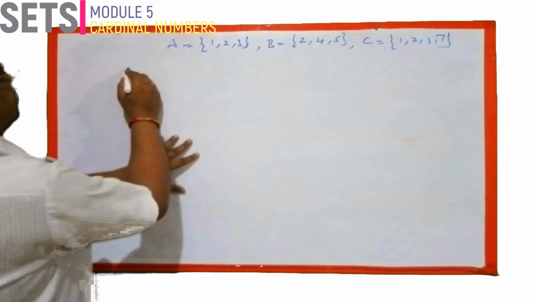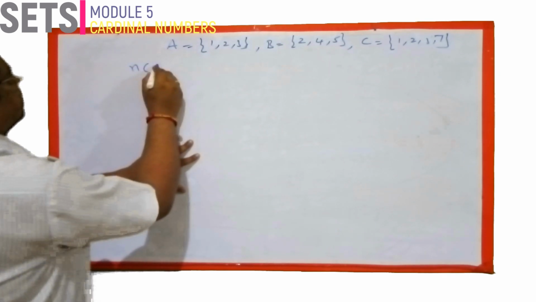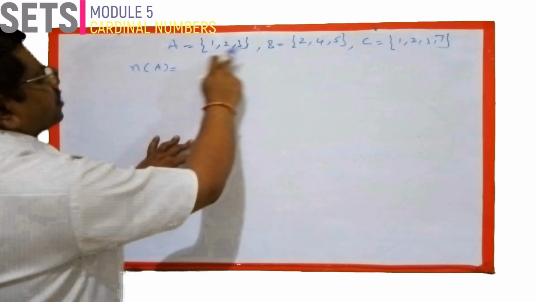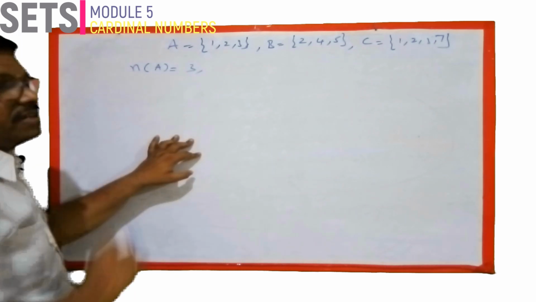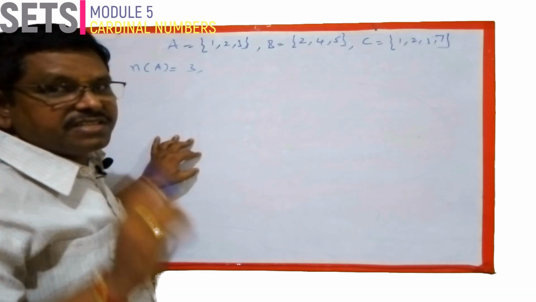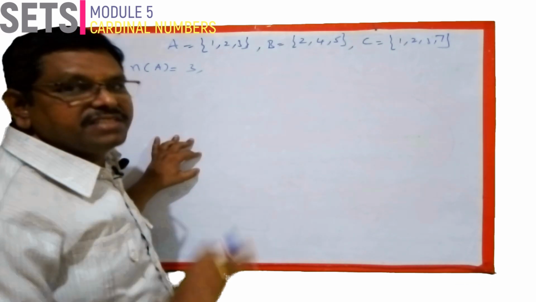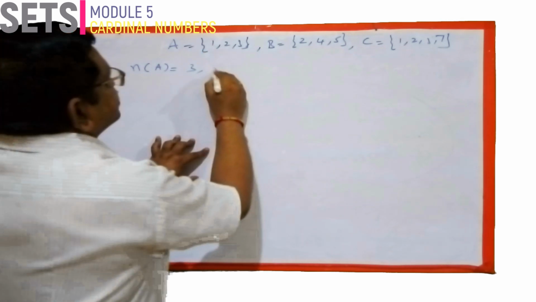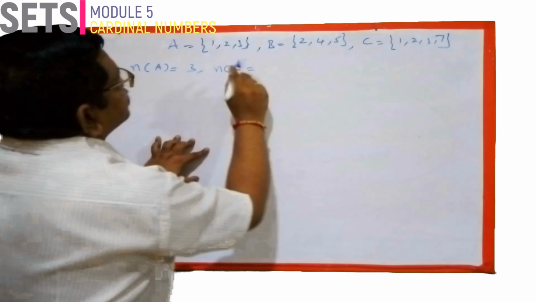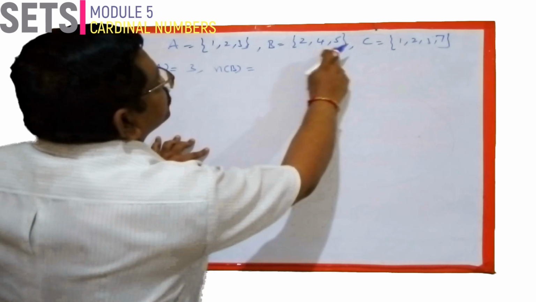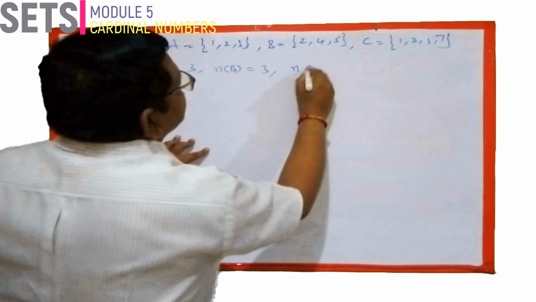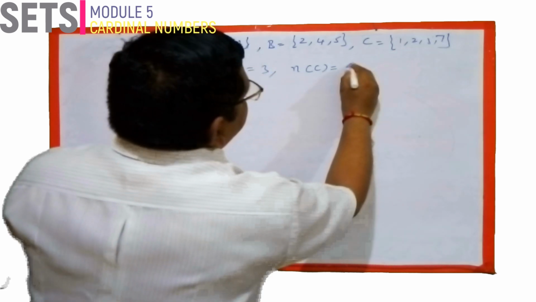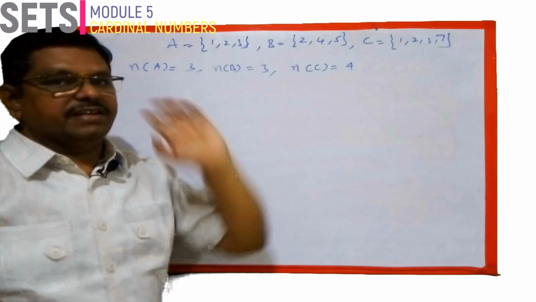Now, what is n of A? Check it. Set A has a total of 3 elements. Already we learned the cardinal number of a set is nothing but the number of elements present in the set. So in set A, there are 3 elements. Set B is also consisting of 3 elements. Set C consists of a total of 4 elements. First let us write them.